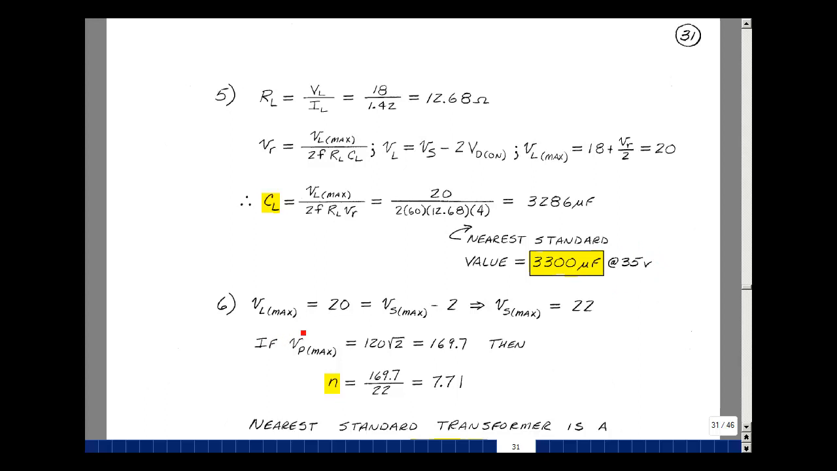Now we found that V sub L max was 20 volts, and that's going to be equal to V sub S max minus the 2 diode drops. We could solve for V sub S max. That's going to be equal to 20 plus 2, or 22. The peak on the primary is going to be 120 volts RMS times the square root of 2. That's about 170. And then our secondary, the maximum is going to be 22 volts. That ratio is 7.71.